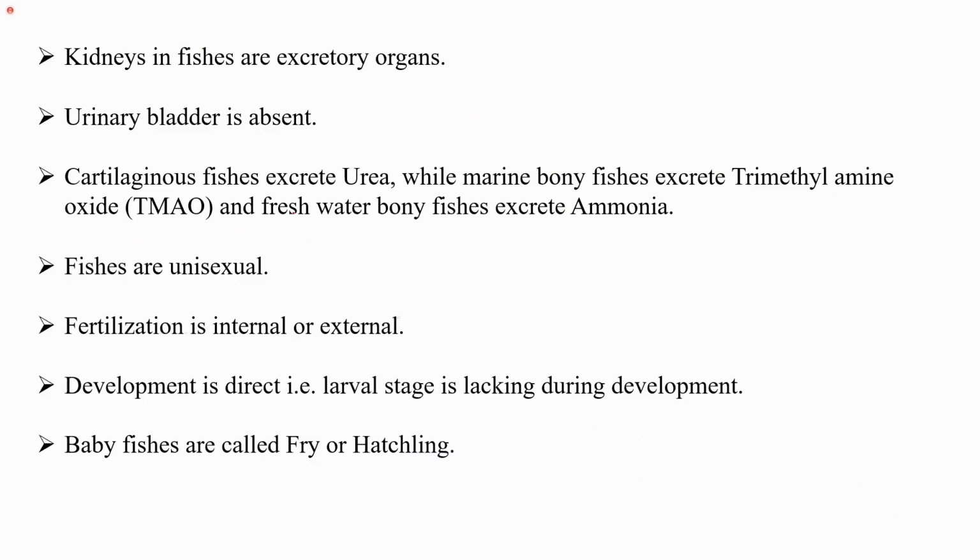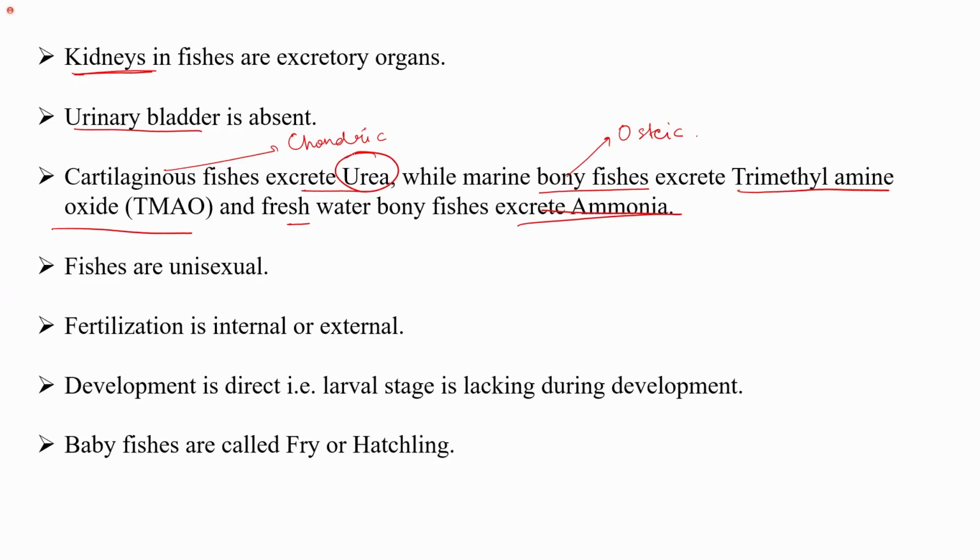Kidneys are the excretory organs in fish. Urinary bladder is absent. Cartilaginous fish excrete urea. Cartilaginous fish means Chondrichthyes. They excrete trimethylamine oxide, TMAO, and freshwater bony fish excrete ammonia. So cartilaginous fish excrete urea, while bony fishes mostly excrete trimethylamine oxide or ammonia.